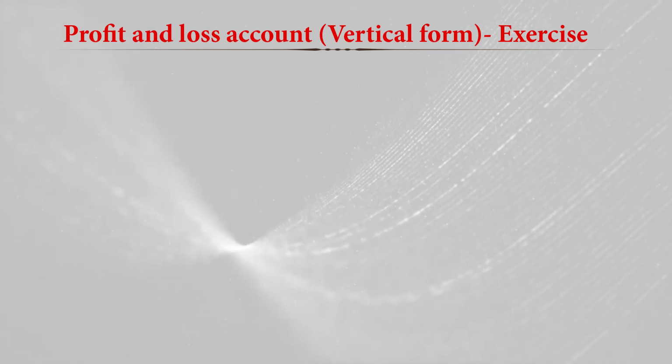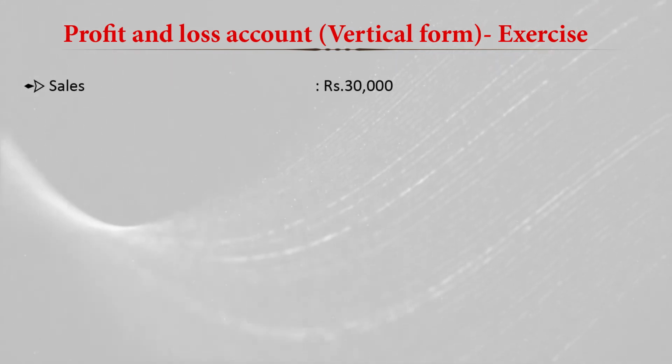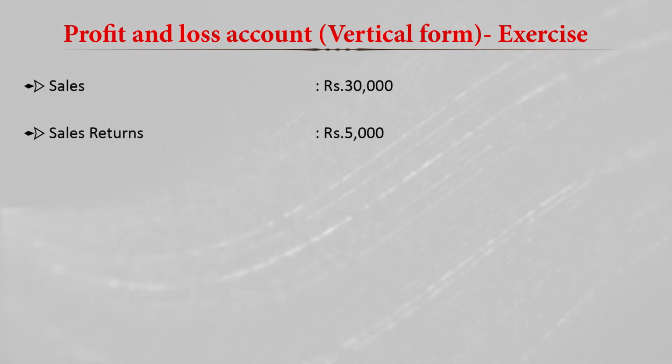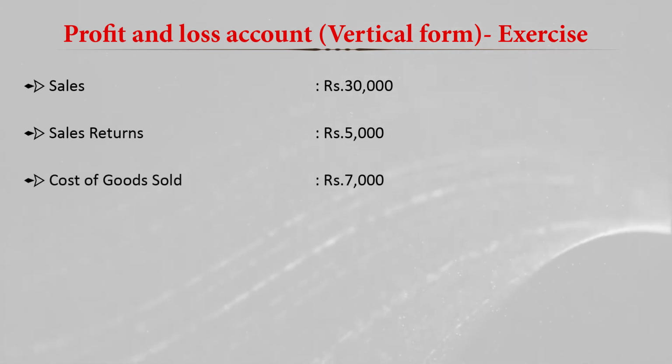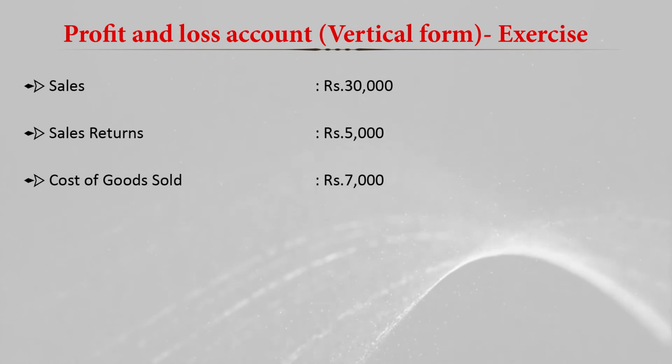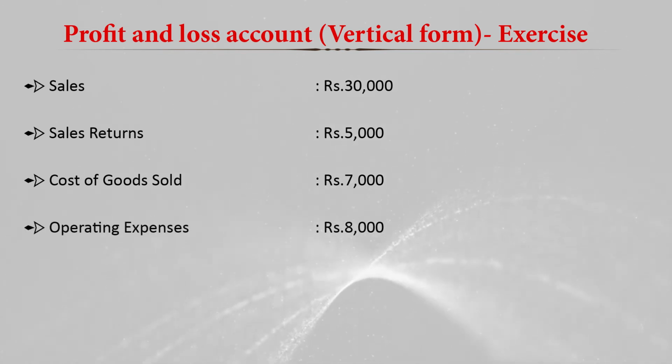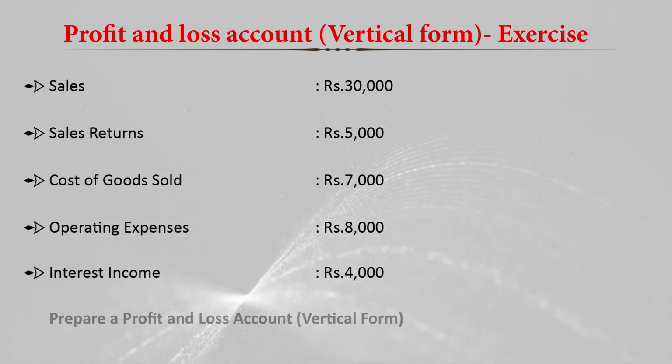Then one more exercise to understand the preparation of the income statement, where some data are given: sales 30,000, sales return 5,000, the cost of goods sold 7,000, the operating expense is 8,000, and interest income is 4,000.